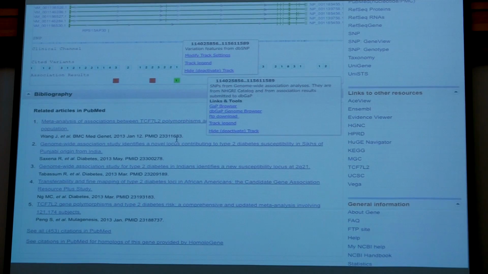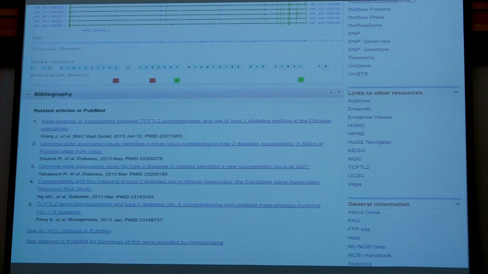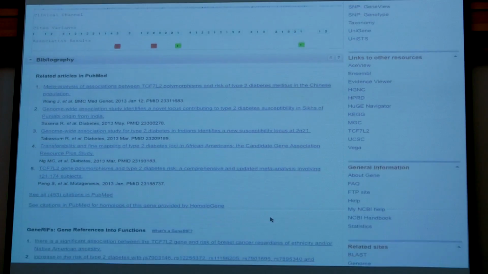Okay. It has pointers to the sort of main articles about the gene. This is useful to people who like to read, like you. So it's going to say things like associations between TCF7L2 polymorphisms and risk of type 2 diabetes in the Chinese population. That's an important paper about TCF7L2. You could click on this and see all 450 papers about TCF7L2. The human one, there's others about others.